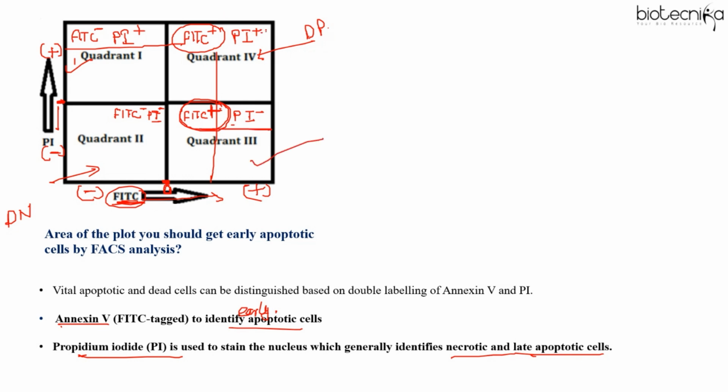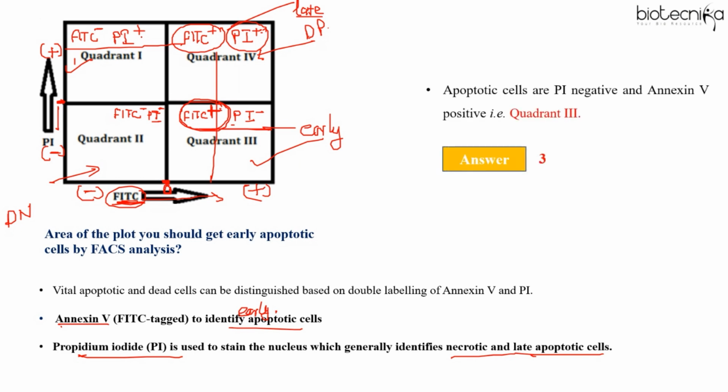If you see quadrant 4 here, propidium iodide is also there. So that means this one is for early apoptotic cells and this one is for late apoptotic cells, right? Late, and then finally you have the necrosis happening, right? So that means the answer here is quadrant 3. So apoptotic cells are always propidium iodide negative and annexin 5 positive. So this is all about the flow cytometry technique.